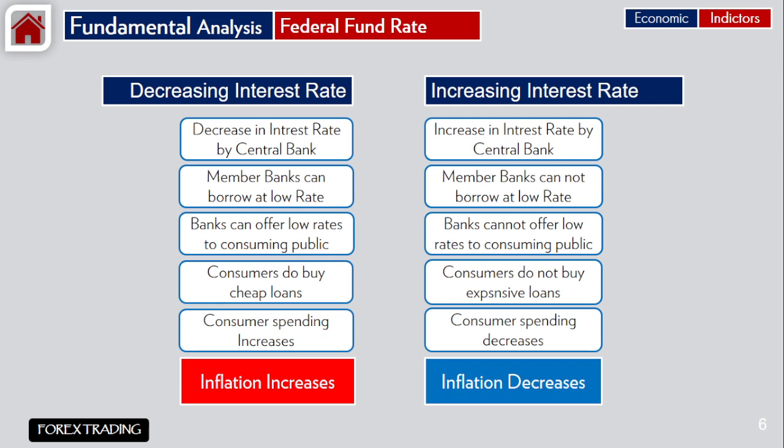So this is basically a tool. The interest rate is a tool to manage and control inflation. When inflation increases, the interest rates are increased. When inflation decreases, the interest rates are decreased. So this is how it works, in two ways. This is how central banks in every country use the tool of interest rates to balance the economy and to balance inflation.